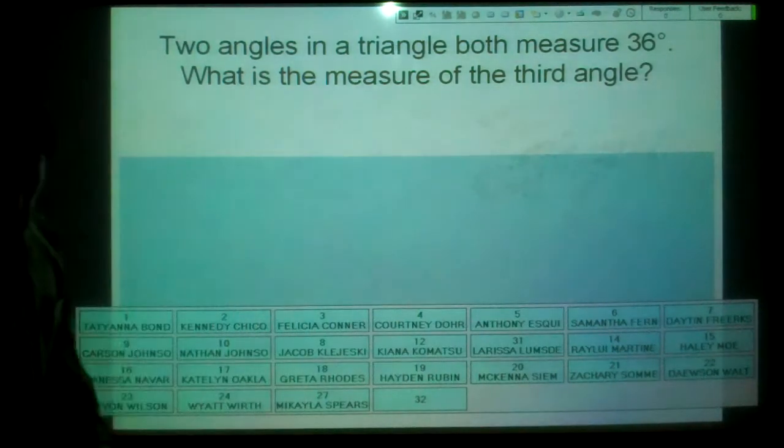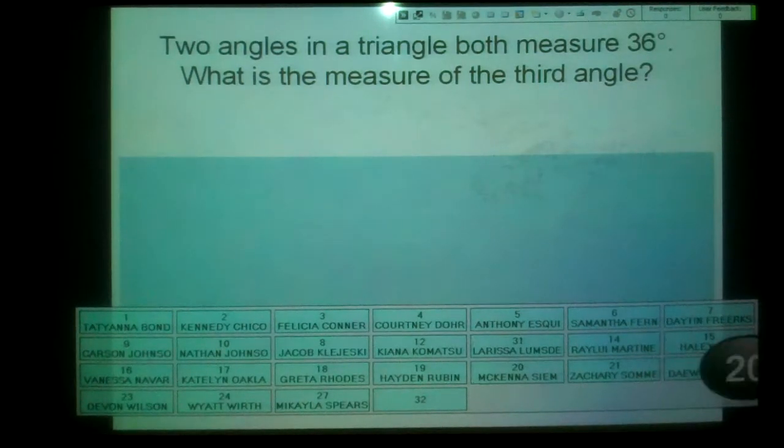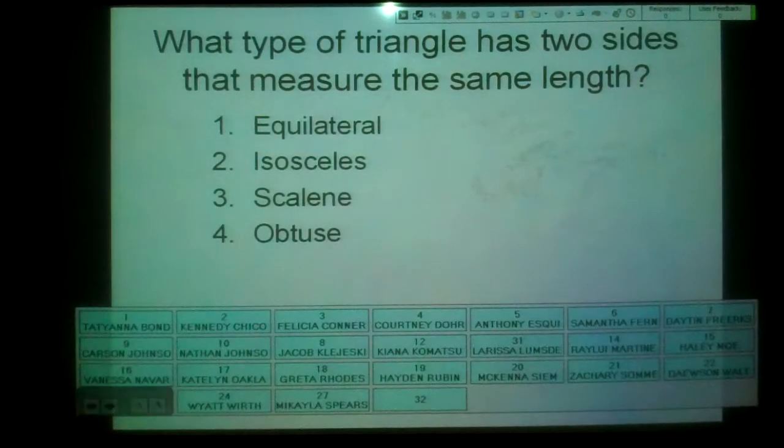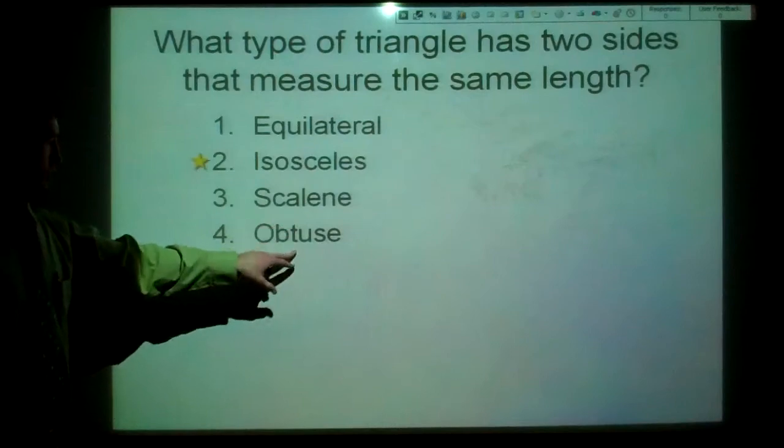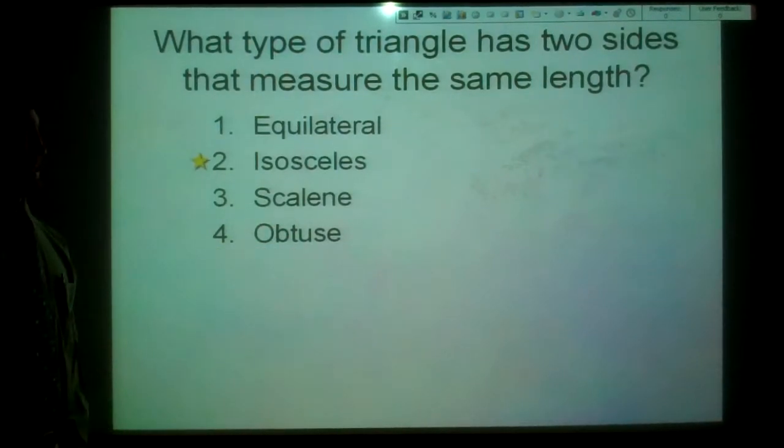Alright. I'm going to flip to the next one and check my time here. About 5 minutes. All right. What type of triangle has two sides that measure the same length? Here we should be looking at number 2, isosceles. They have two that are the same length. Equilateral, that's when all the sides are the same. Scalene is when all the sides are different. And obtuse, that has nothing to do with sides. That has to do with one angle being bigger than 90 degrees.